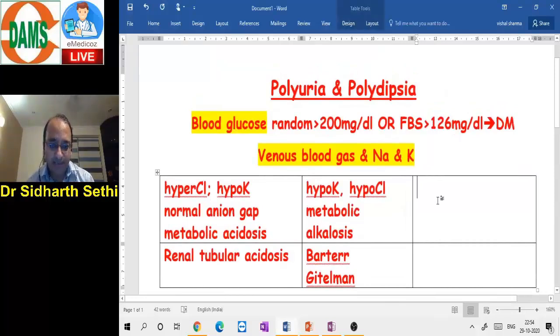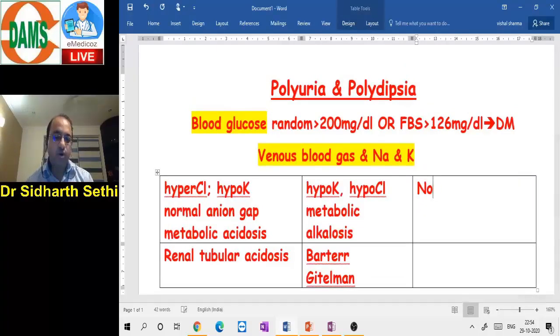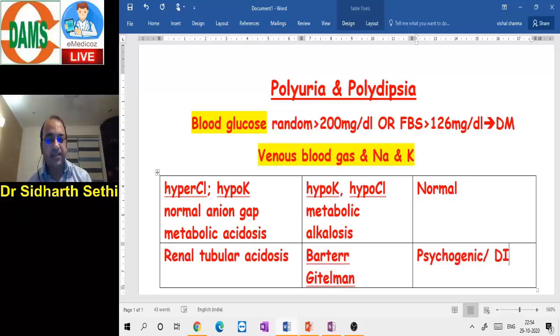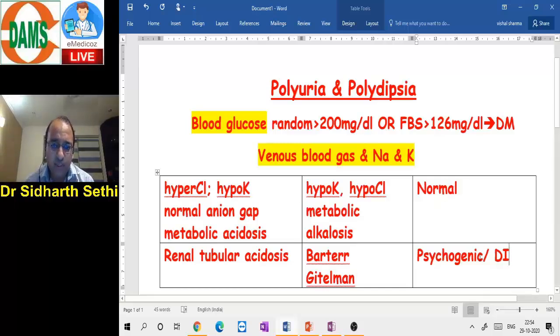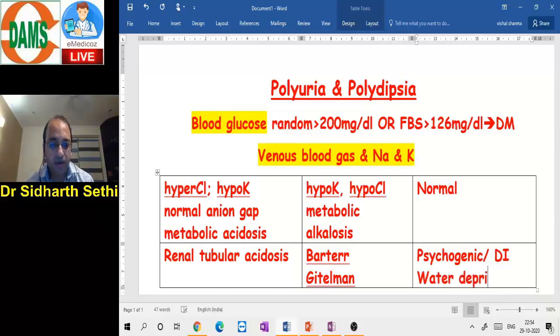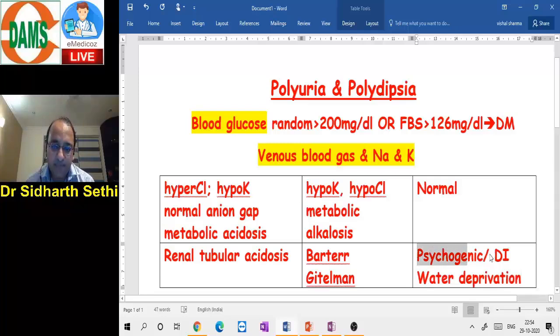Coming back to our approach. Now on your right side, everything can be normal. Sodium is normal, blood gas is normal. Now, this can be of 2 types. Either it's a psychogenic polydipsia or a diabetes insipidus. Now, how can we differentiate psychogenic from diabetes insipidus? By a water deprivation.